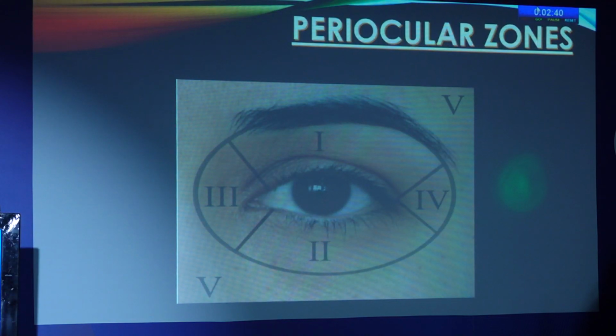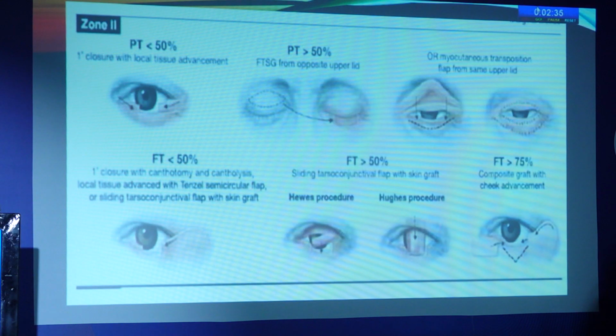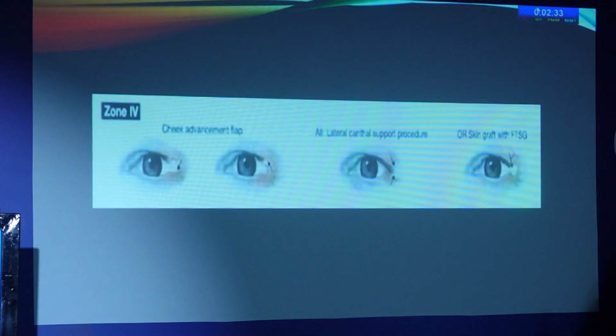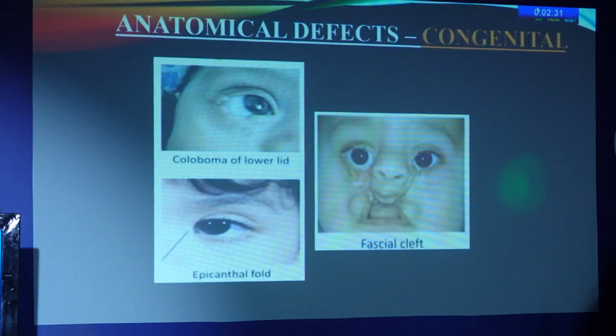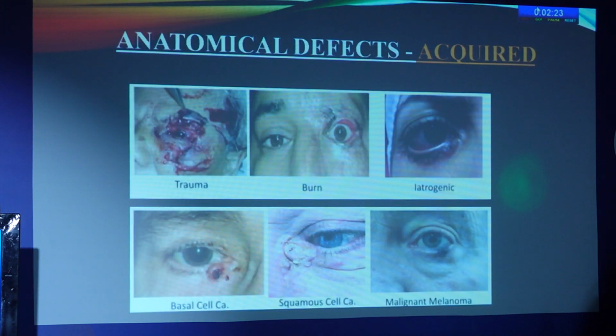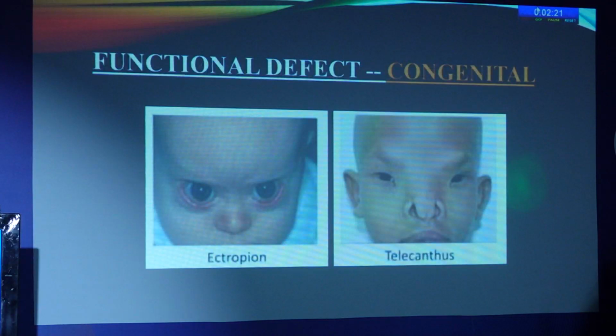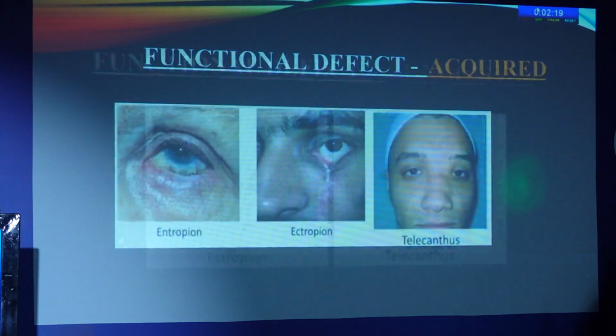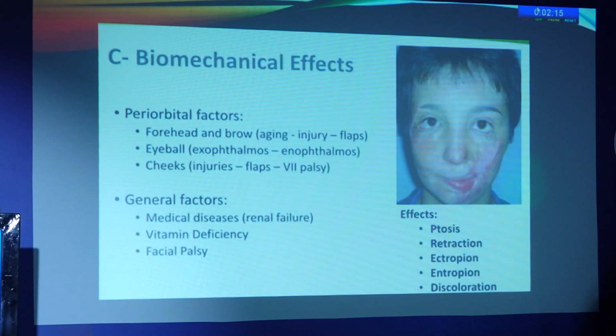Periocular zones 1, 2, 3, 4, and 5. We are mainly dealing with zones 2, 3, and 4. Zone 2 lower lid, zone 3 medial canthus, and zone 4 lateral canthus. Stepwise approach: first we classify the defects. Anatomical, congenital: coloboma, facial defect, epicanthal fold; and anatomical defects which are acquired: trauma, burn, and carcinomas. Functional defects: congenital, ectropion, telecanthus; and acquired, ectropion, entropion, and telecanthus. Biomechanical defects: aging, exophthalmos, injuries, medical diseases, palsies, etc.